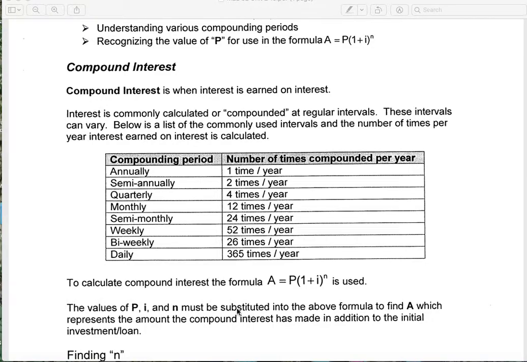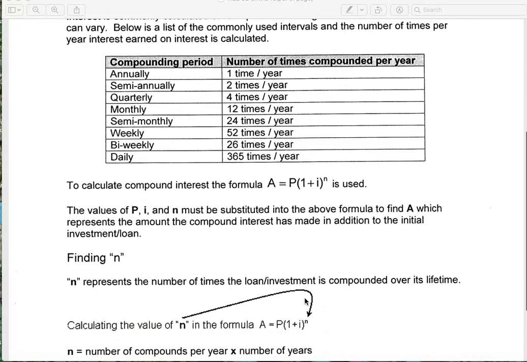So to calculate compound interest, the formula A equals P times 1 plus I to the exponent N is used. The values of P and I and N must be substituted into the above formula. So you're going to put those numbers into the formula to find A, which represents the amount of compound interest, the amount the compound interest has made in addition to the initial amount. So it's the total amount calculated. So we're going to use this calculation in order to roll in the initial investment, so the principal, like we learned in the last unit, with the amount of interest earned over the compounding period.